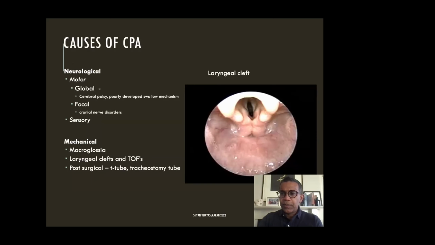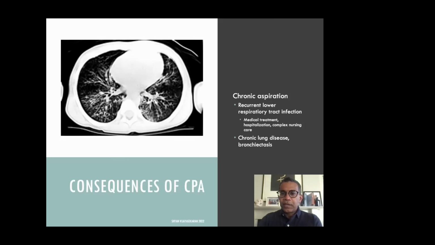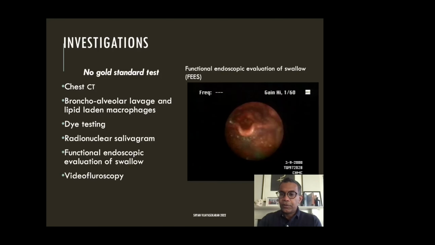These issues can be motor or sensory, global or focal. In some patients, structural pathology of the pharynx or larynx may also be present, such as in the case of this laryngeal cleft. Chronic salivary aspiration results in recurrent lower respiratory tract infections, eventually leading to chronic lung disease. The diagnosis is usually based on a variety of different investigations.